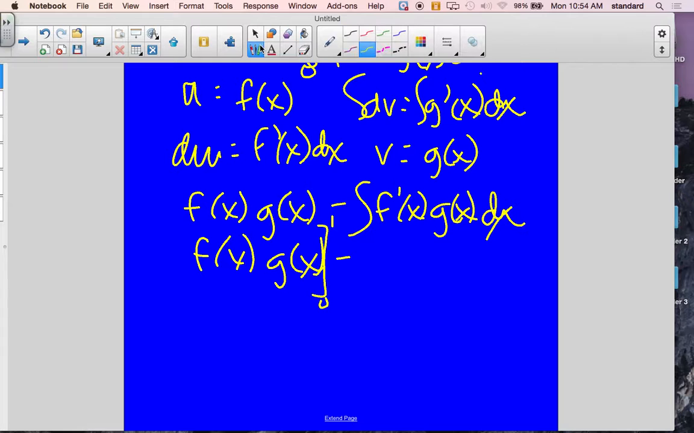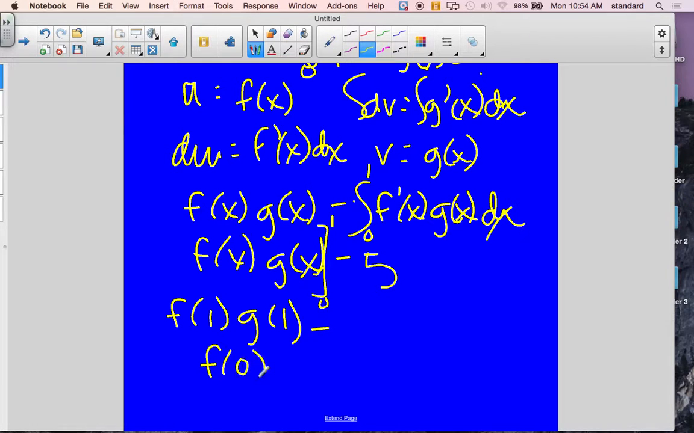Because the integral of this one from 0 to 1, did they give you that whole thing? Yeah. Okay, it's 5. All right, so then you've got minus f of 1, g of 1, minus f of 0, g of 0. And whatever number you get there, you would subtract 5 from, and that gives you your answer.